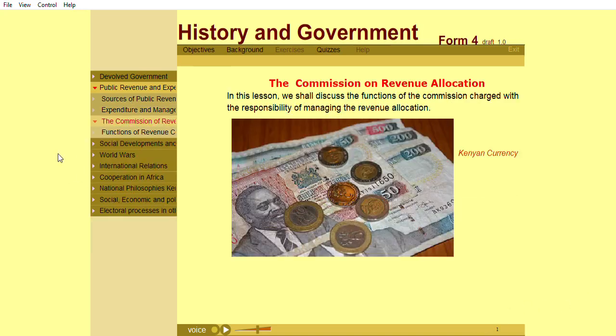In this lesson, we shall discuss the functions of the Commission charged with the responsibility of managing the revenue allocation.